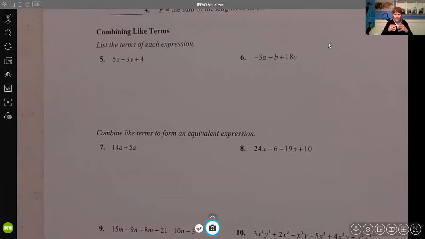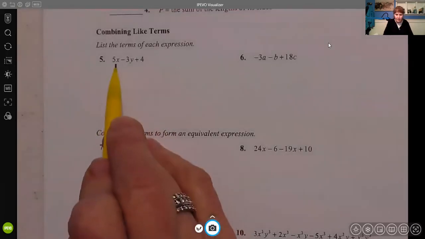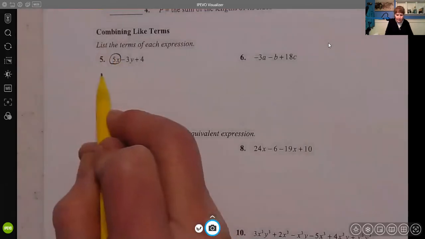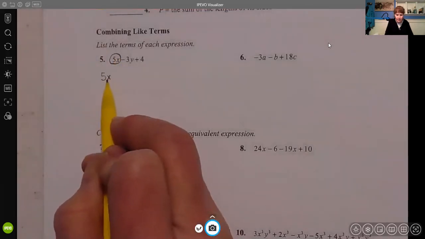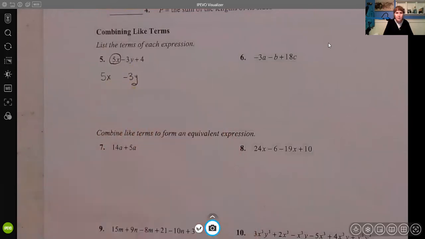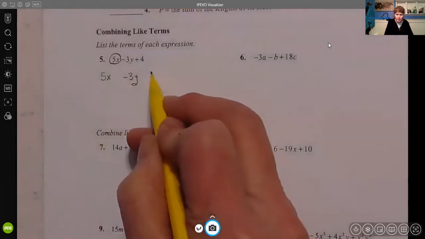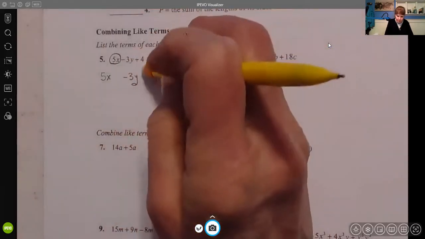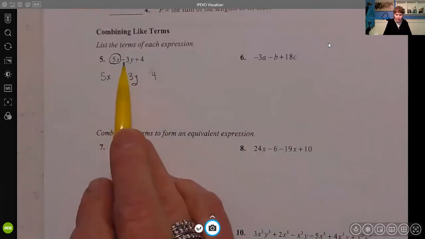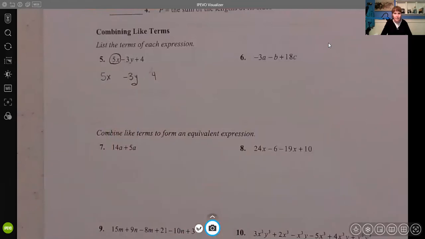So when you're looking at this here, this right here is a term. 5x is a term. Negative 3y is also considered a term. And 4 is a term. Kind of looks like there's a negative there. All right. So these terms have a plus or minus. You do need to include the negative with that term.